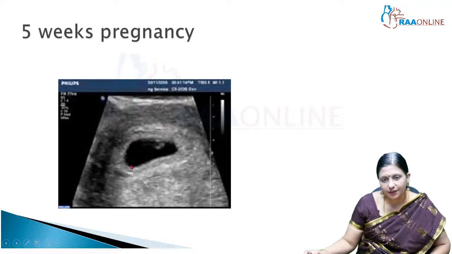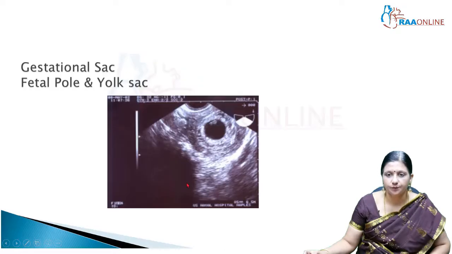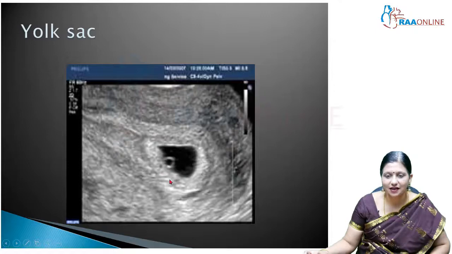Now this is a 5-week pregnancy. We see that this is the uterus, so it is intrauterine in position, and we are able to see the fetal pole here. The margins of the sac are regular, and it is eccentrically placed. This is a singleton intrauterine pregnancy with a gestational sac with regular margins. Now this is the gestational sac. We can see a fetal pole here, and one anechoic structure, which is the yolk sac. This is the yolk sac visualized at the side.